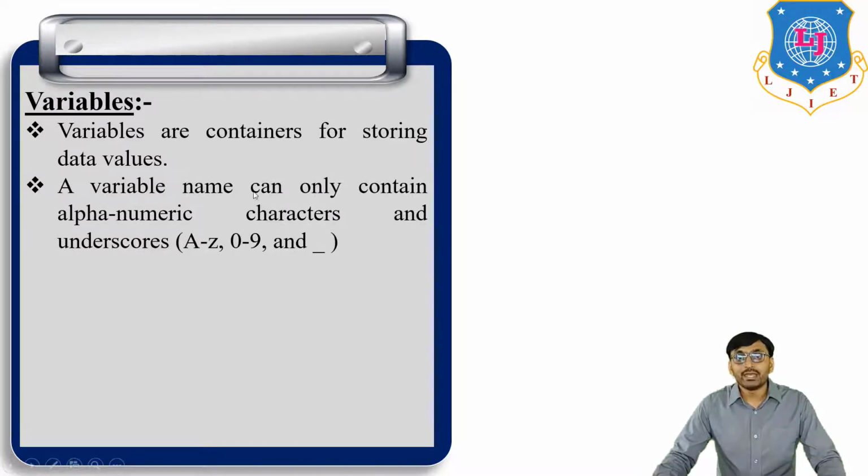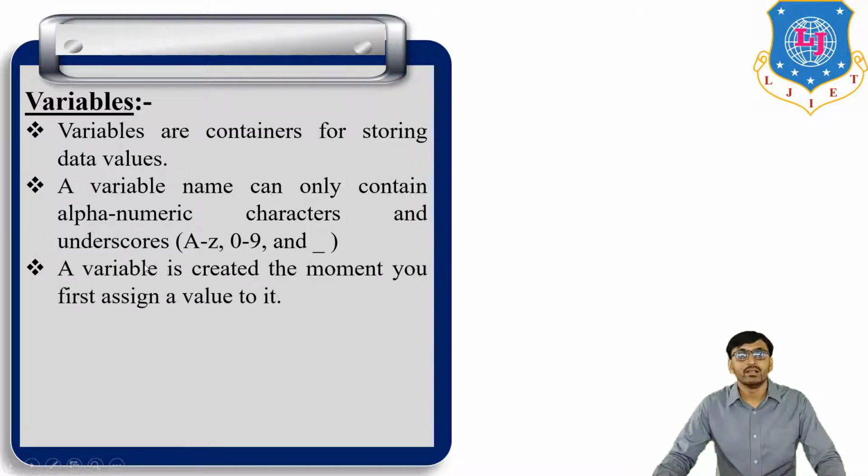A variable name can only contain alphanumeric characters and underscore. So A to Z or 0 to 9 or underscore. A variable is created the moment you first assign a value to it. For example, a = 7. So a is a variable, and 7 is the value assigned to the variable.